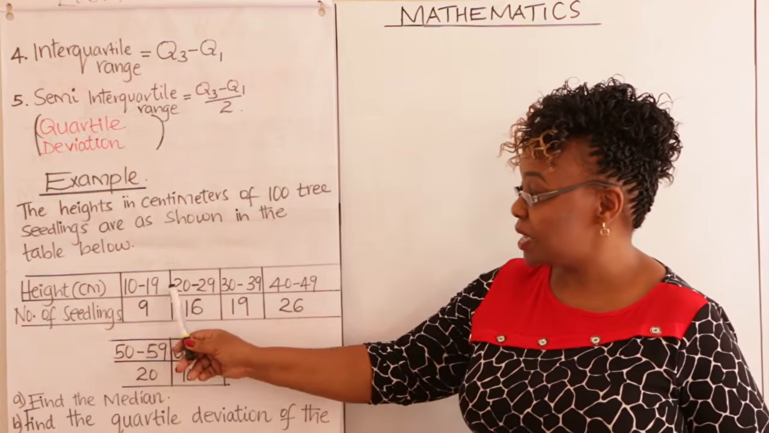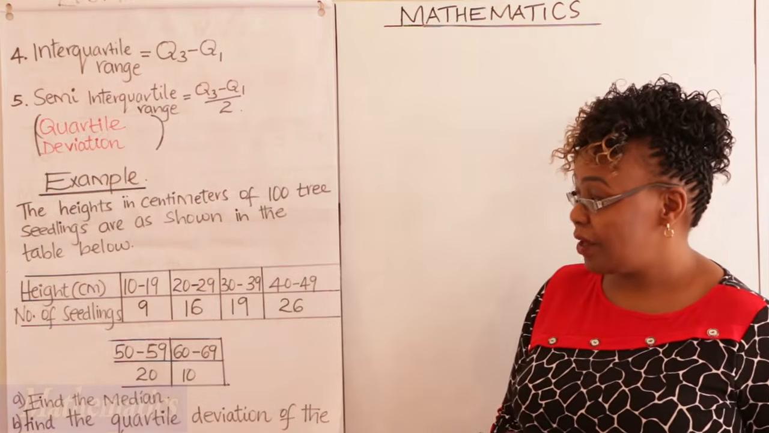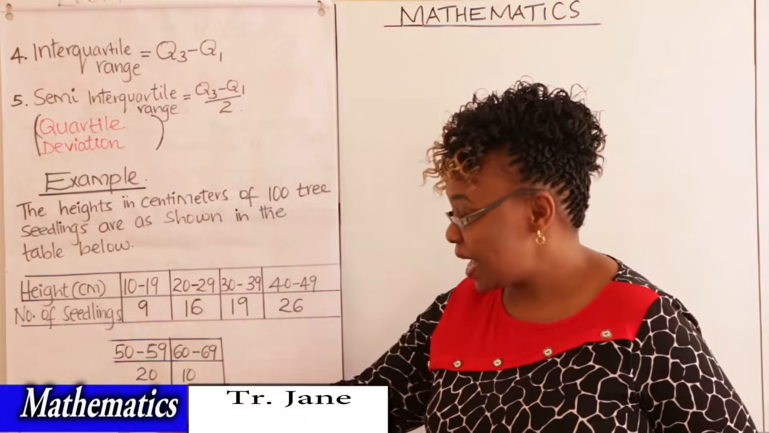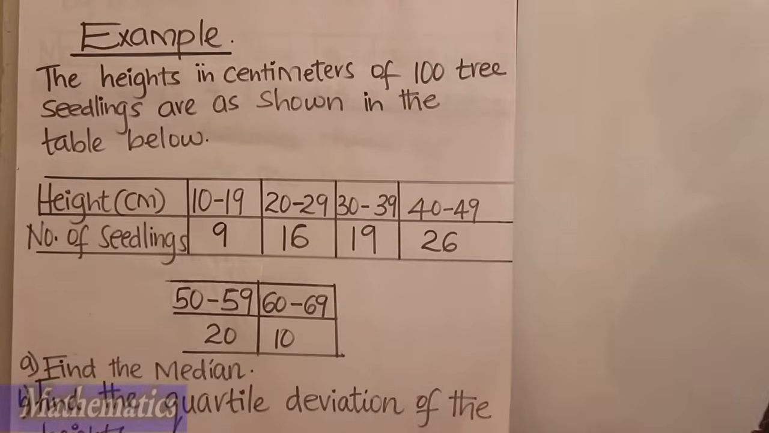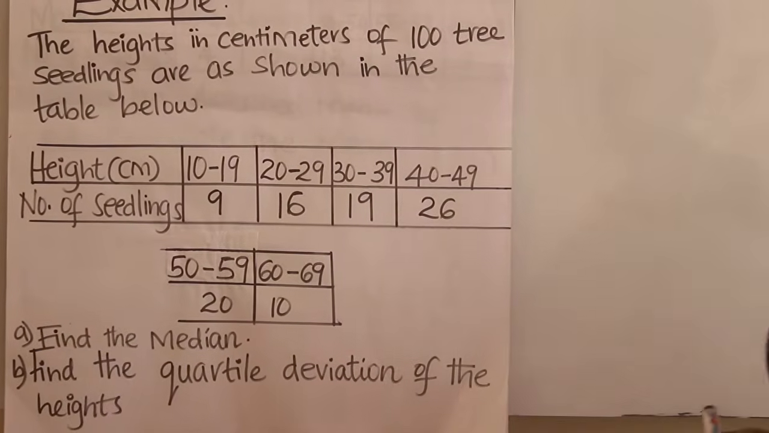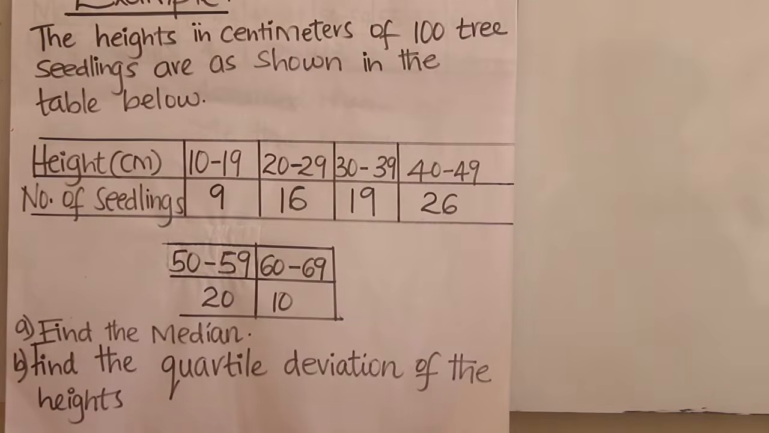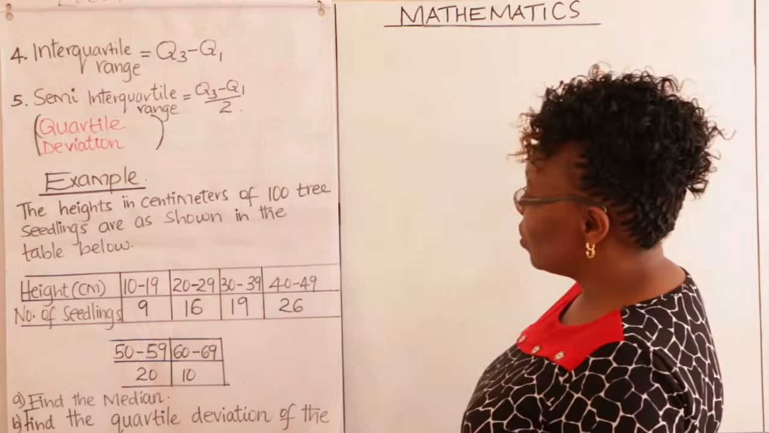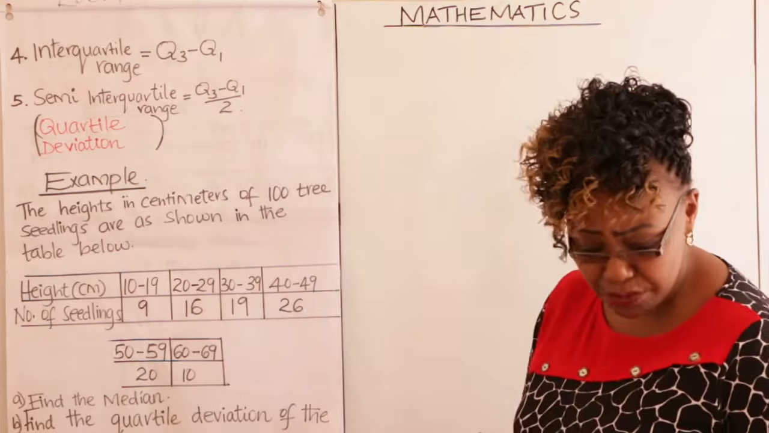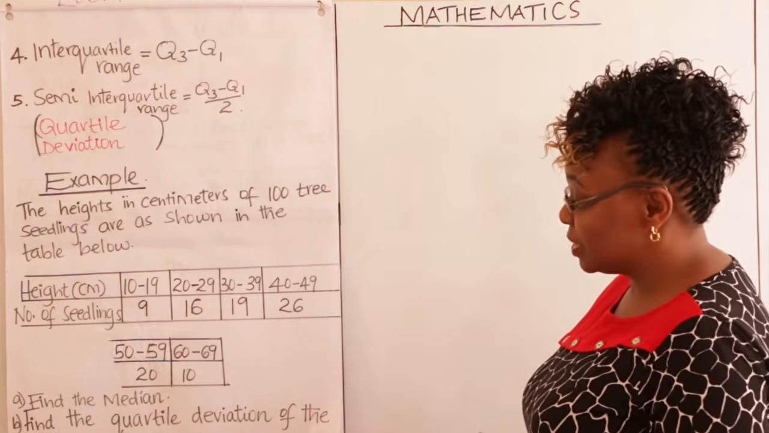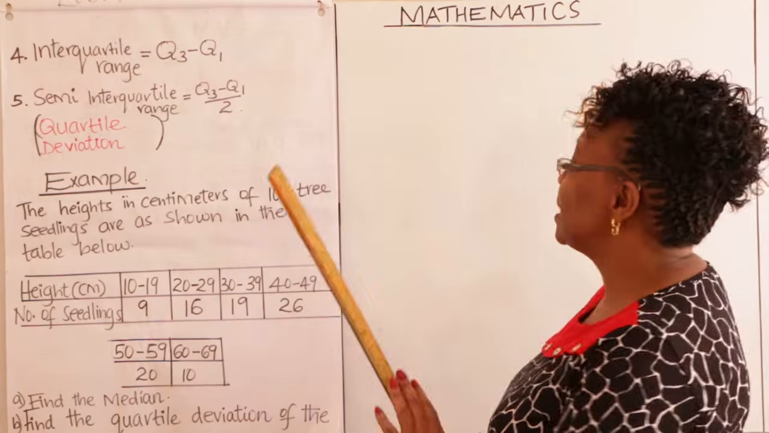So you have these classes together with the number of seedlings, or the frequencies. The question is, find the median. And then part B, find the quartile deviation of the heights. So learner, for us to be able to work out these quartiles, we need to draw a table.